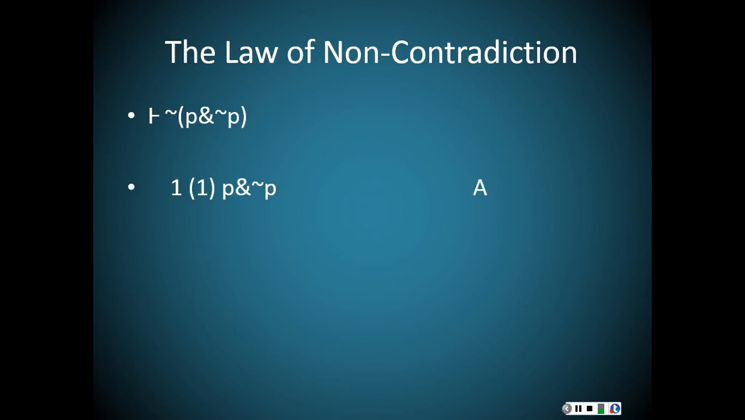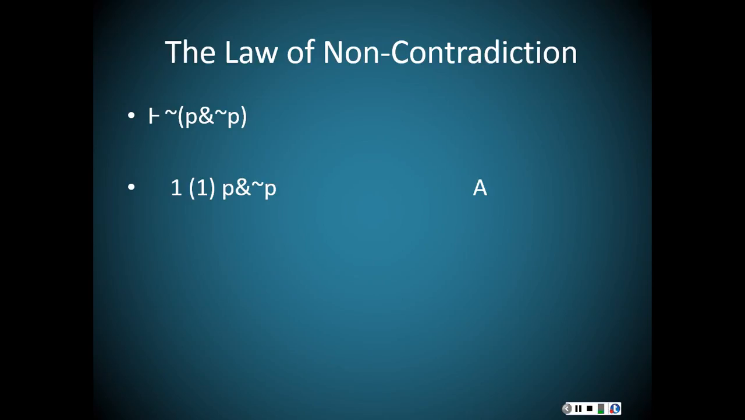So we begin by assuming something equivalent to the negation of what we want to prove. Namely, we'll assume P and not P. Since we're doing a proof by way of reductio ad absurdum, we now make it our goal to derive a contradiction from our assumption. But in this case, we don't have to work very hard at deriving a contradiction from our assumption, because our assumption is itself a contradiction. So merely by having made our assumption, we have derived a contradiction from it.